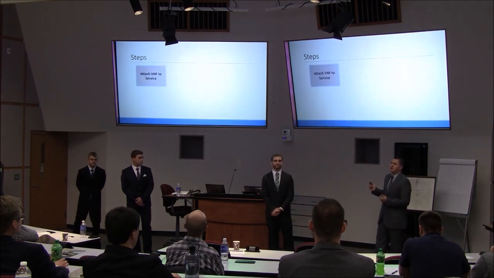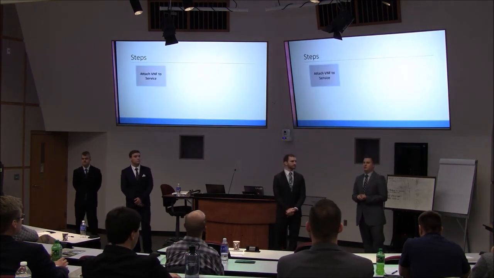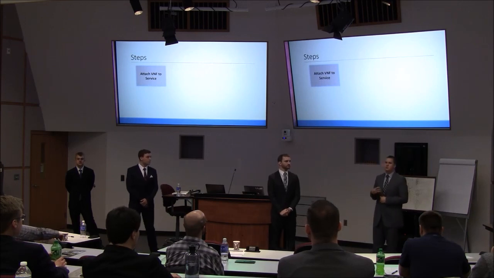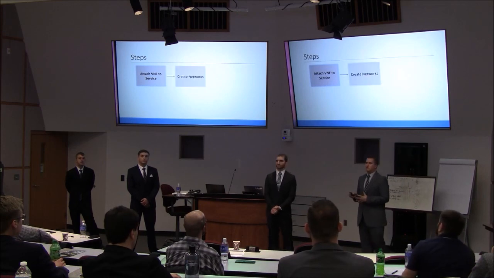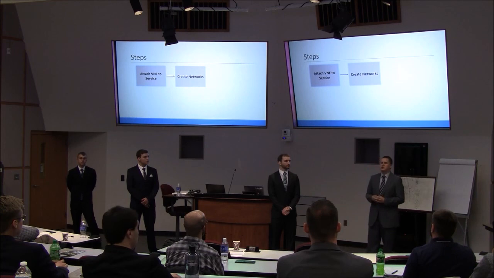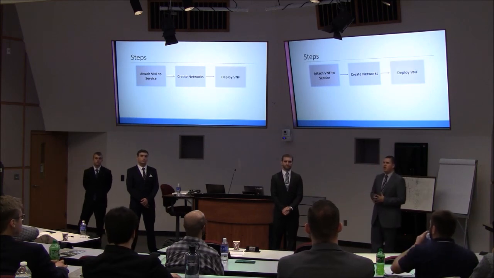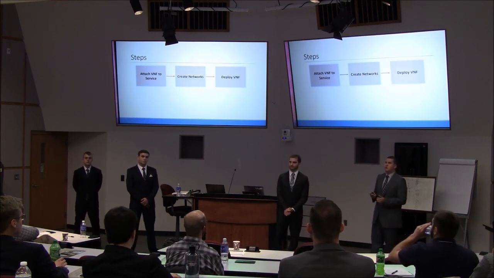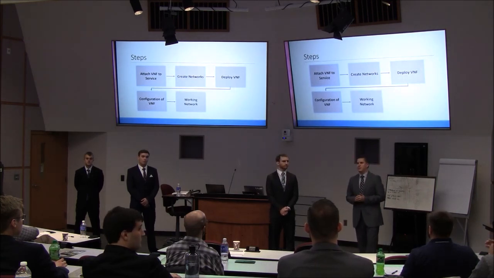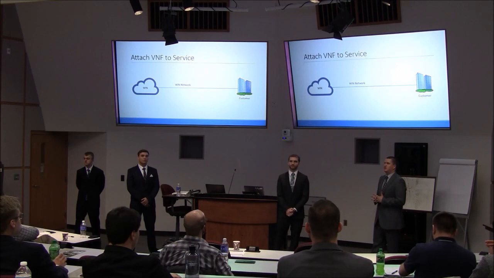So now the steps. The first step we're going to go through is to tell the internet service that UW Stout has that it needs to route through this VNF before actually going out to the customer. We're then going to create the networks the VNF uses to communicate with the service and the customer. Then we're going to deploy the VNF, do some quick configuration on it, and then show you a working network. Like I said, the first step is attaching the VNF to the service.